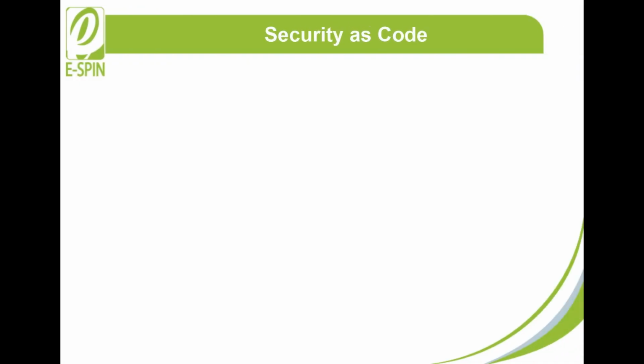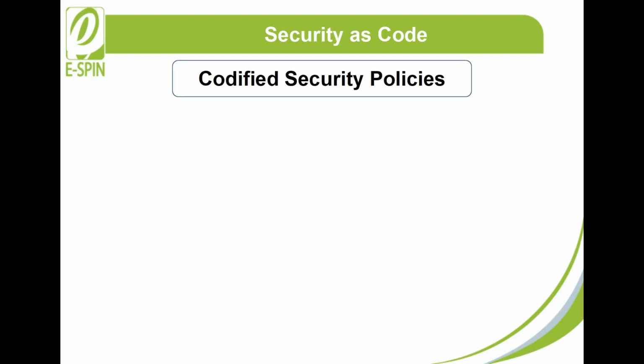Security as code involves treating security policies, configurations, and controls as code. This approach allows security measures to be versioned, tested, and deployed in the same way as application code, integrating security practices seamlessly into the development and deployment processes. Codified security policies include versioning, testing, deployment, and an example.